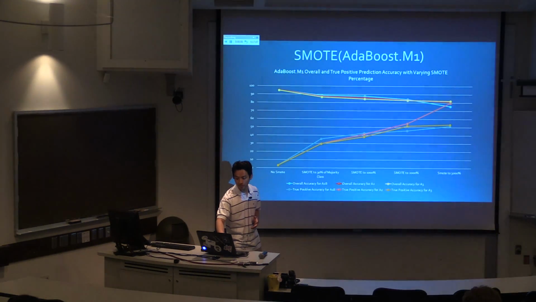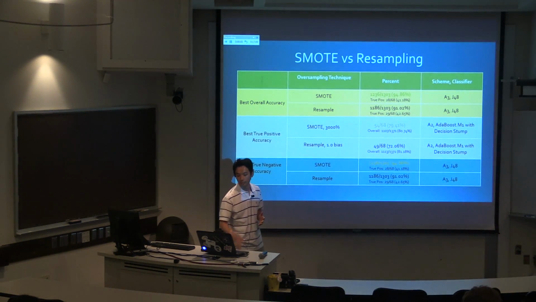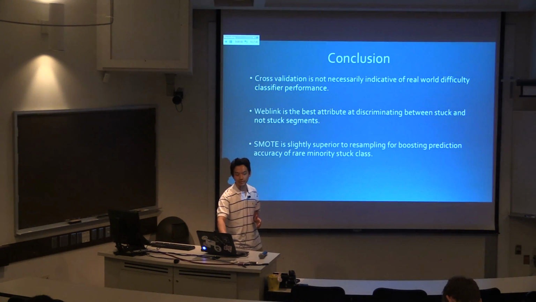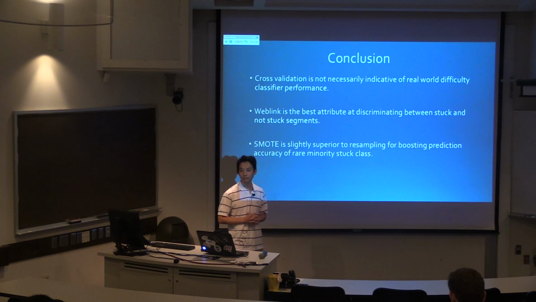And then AdaBoost gives us the same story. So we compare SMOTE to resampling afterwards. SMOTE wins in all the categories: best overall accuracy, best true negative, and best true positive. So the verdict is, if you want overall accuracy, get the A3 scheme with J48 and SMOTE to 30% of the majority class size, which will give you the best overall accuracy and the best true negative accuracy. But for true positive, you want scheme A2 with AdaBoost and SMOTE to 3,000% of the minority class size.